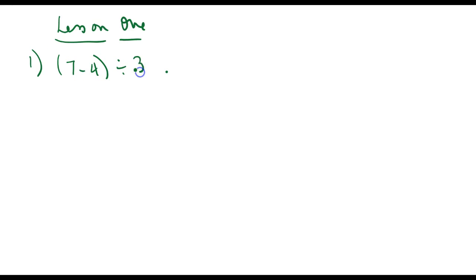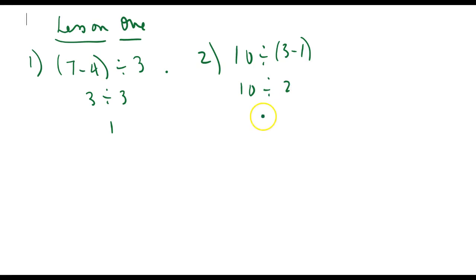Okay, so we're doing some PEMDAS here. So parentheses first, then the division, done. Okay, number 2 is 10 divided by (3 minus 1). So we've got 10 divided by 2, which is 5. So notice I did the parentheses first, then the division.